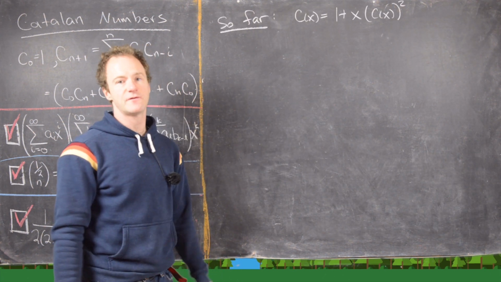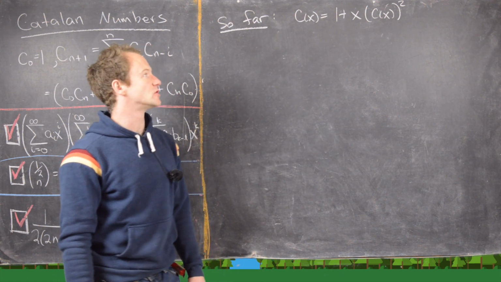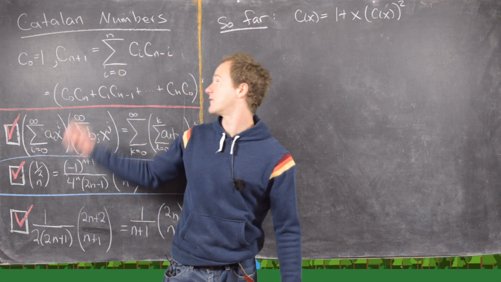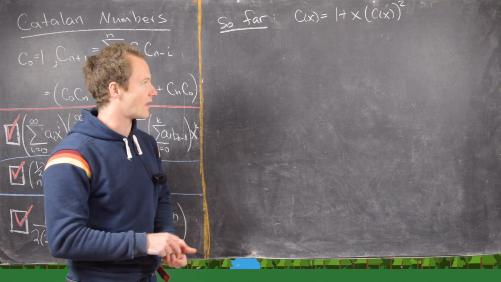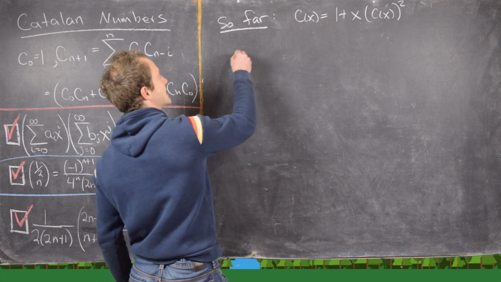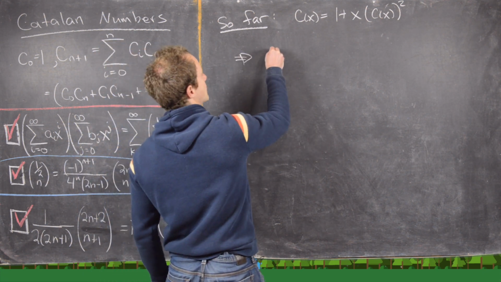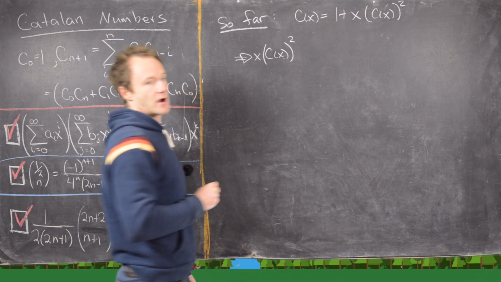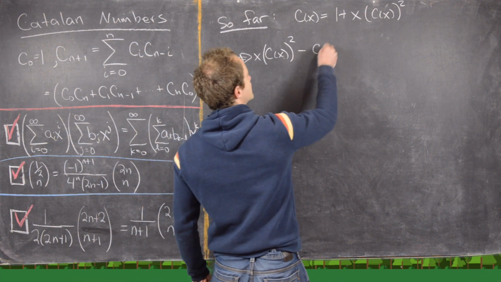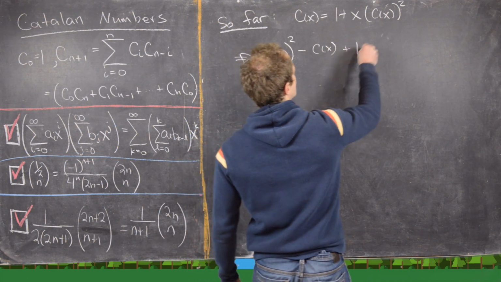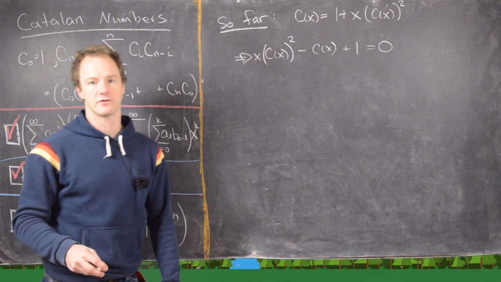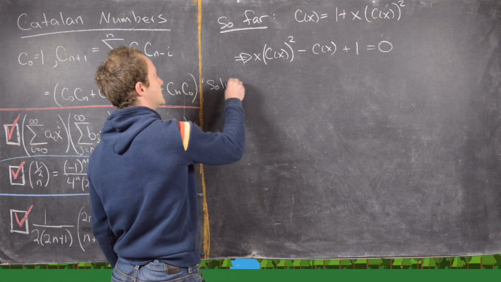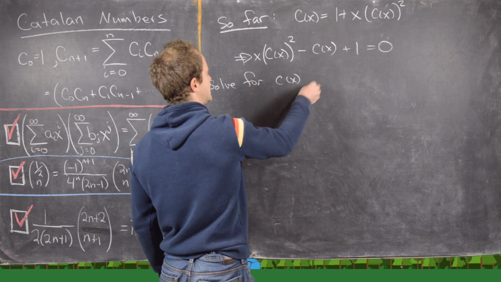Okay, so let's see. So far we see that c of x equals 1 plus x times c of x squared, where c of x is the generating function for the Catalan numbers as we described on the last board. So notice that's going to give us the following functional equation. So we have x times c of x squared minus c of x plus 1 equals 0. Okay, great. Now we can go ahead and just use the quadratic formula to solve for c of x.